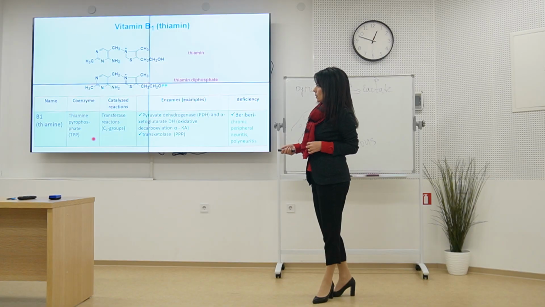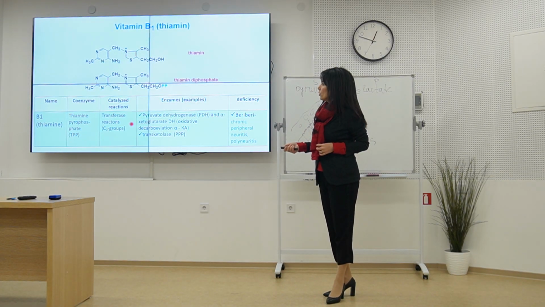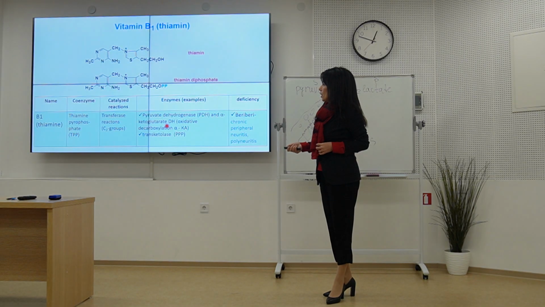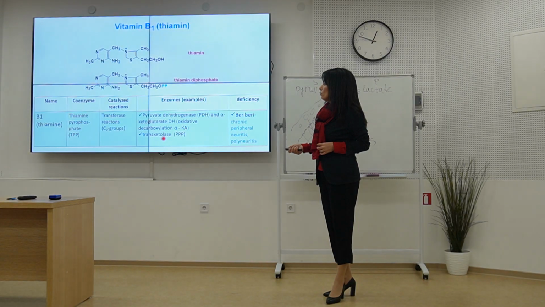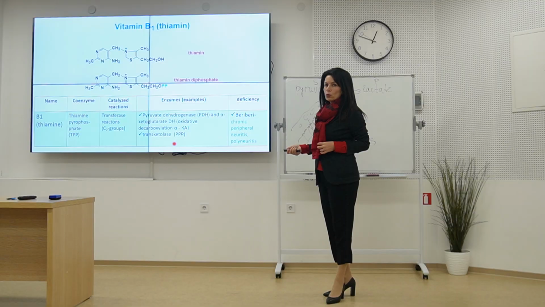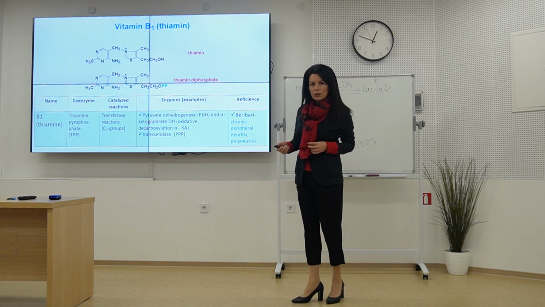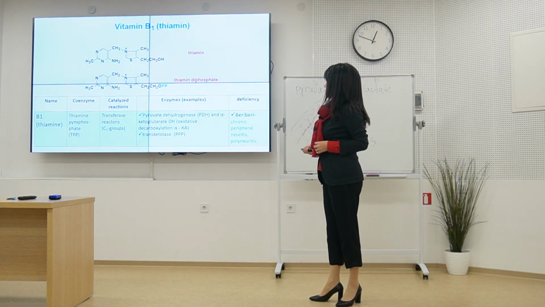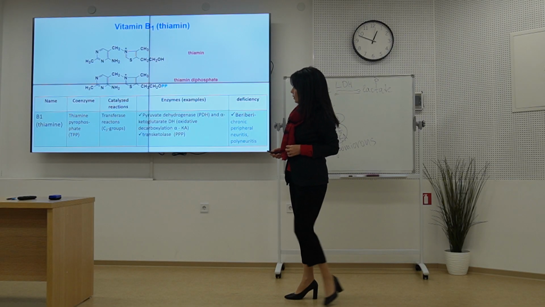Which are the enzymes? This cofactor is used in transferase reactions for the transfer of C2 groups. It is in the structure of pyruvate dehydrogenase complex, alpha-ketoglutarate dehydrogenase complex, and one more enzyme which is called transketolase from the pentose phosphate pathway. The food deficiency of B1 is called beriberi. The disease includes chronic peripheral neuritis and polyneuritis.